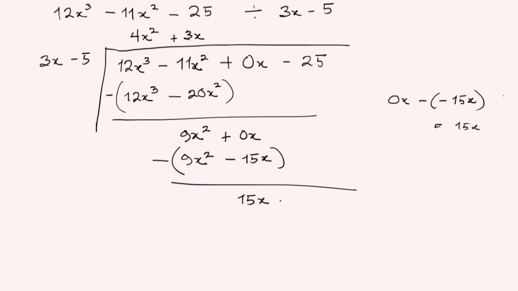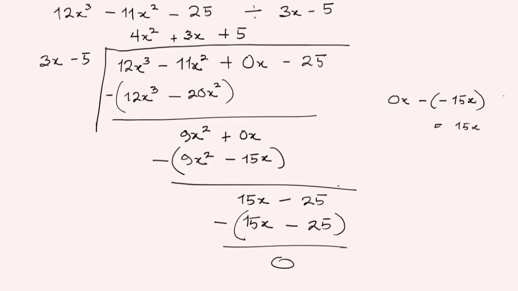And then we can bring down our last term here, which is minus 25, and then we do it all over again. 15x divided by 3x, that's going to be equal to plus 5. Now 5 multiplied by 3x is going to be equal to 15x, and 5 multiplied by minus 5 is equal to minus 25. And as you can see, these terms are equal, so subtracting them will give us 0. So our final answer is equal to 4x squared plus 3x plus 5.